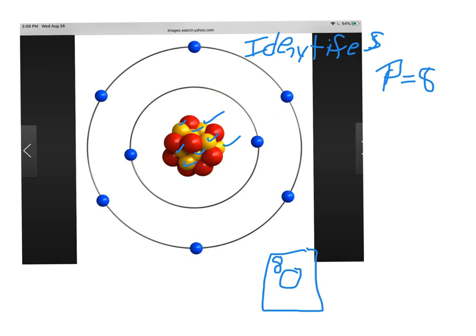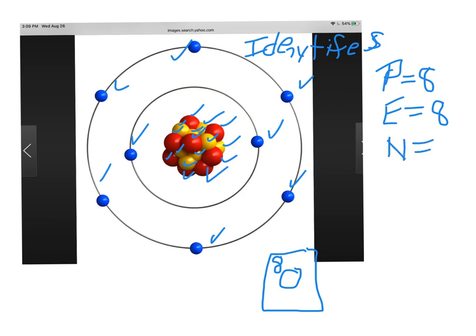Your electrons are also 1, 2, 3, 4, 5, 6, 7, 8. Okay, so your electrons are the same as your protons. This means that you do not have a charge. Now let's see how many neutrons we have. 1, 2, 3, 4, 5, 6, 7, 8. Okay, so you have 8 neutrons. Therefore, the mass for oxygen is 16 because protons plus neutrons gives you your mass number.